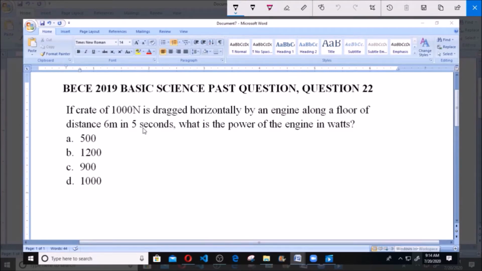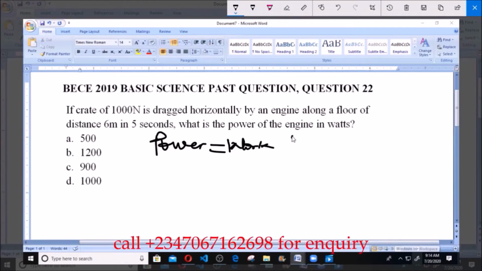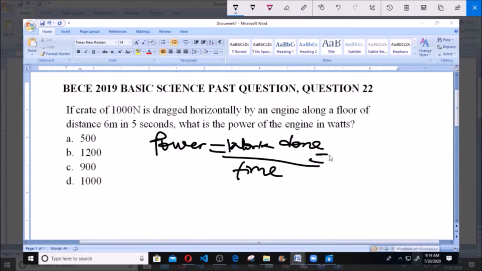Now I want us to understand that we are asked to look for power. Like we know, power is defined as work done all over time taken. And work done here is equal to force times distance. So definitely power will be equal to force times distance over time taken to perform this work.